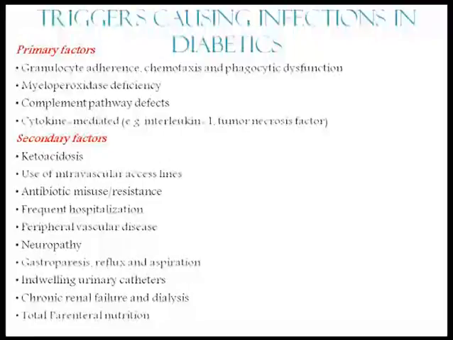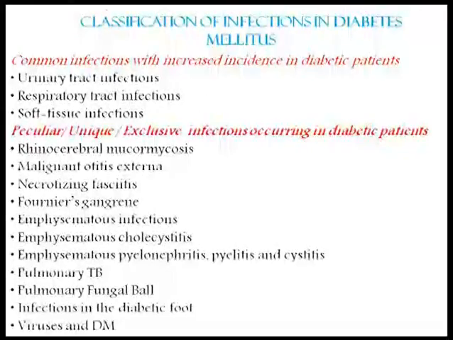In addition, these diabetic patients, as we know, when they are in uncontrolled hyperglycemia, go into ketoacidosis and need frequent intravascular access, then antibiotic use and hospitalizations, and gastroparesis or an autonomic neuropathy of the urogenital system, and chronic renal failure requiring dialysis. All of them promote infection occurring in these people.